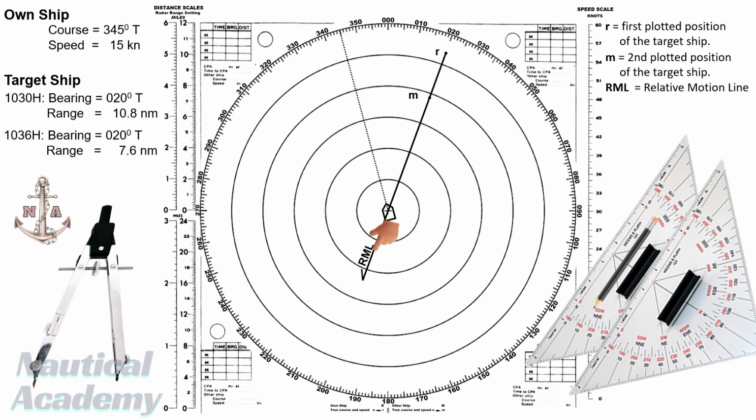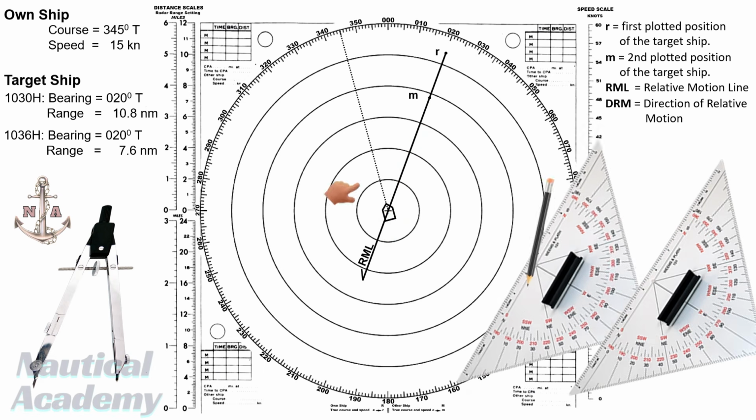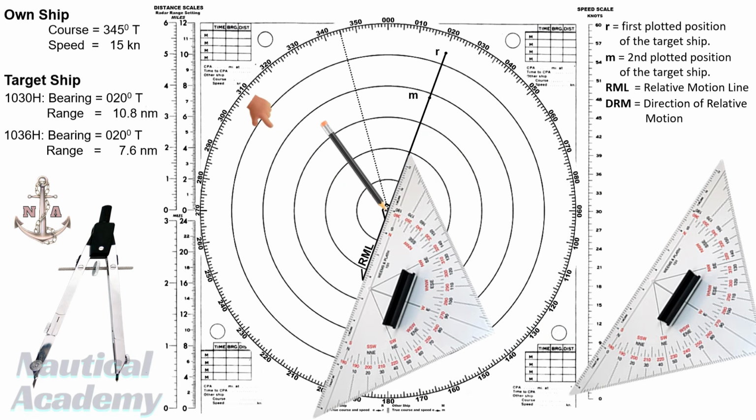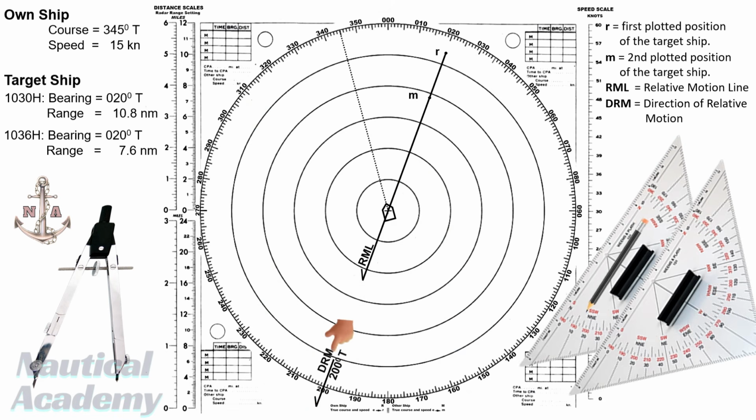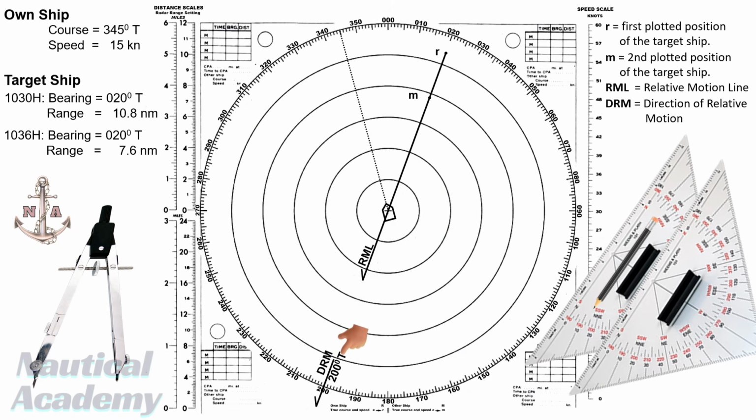Next, let's determine the direction of relative motion, or DRM. Since the relative motion line, or RML, passes through the center of the plotting sheet, the DRM is in the direction opposite to the bearing of the target. Drag the navigational triangle to the center of the plotting sheet, then read the direction along the RML. The direction of relative motion, or DRM, is 200 degrees true.